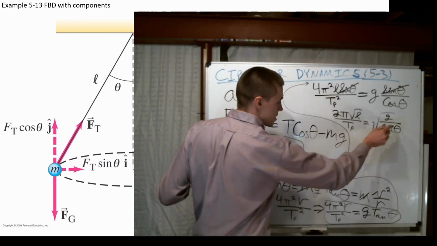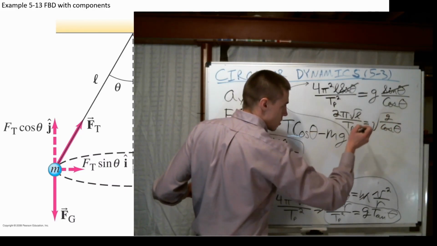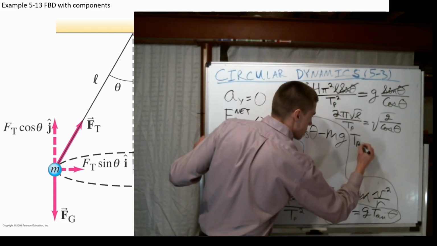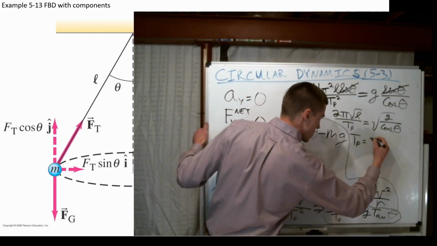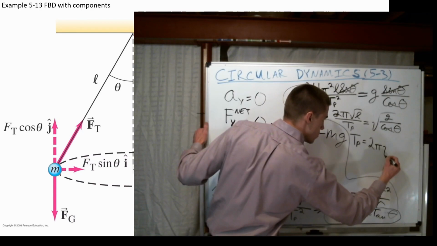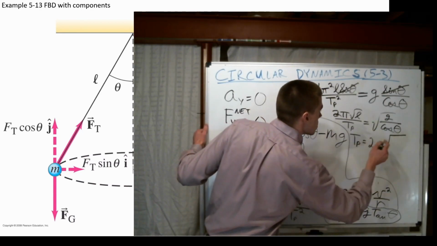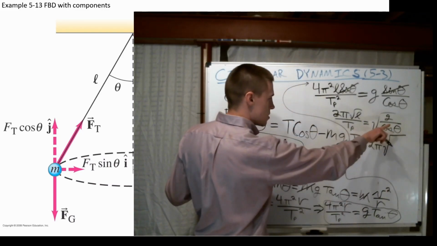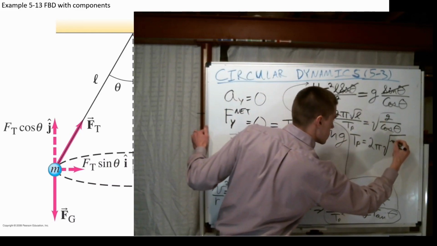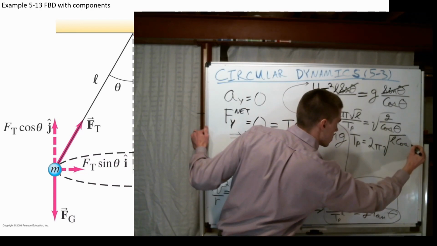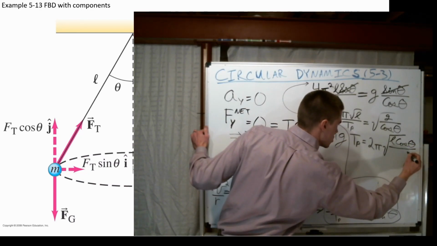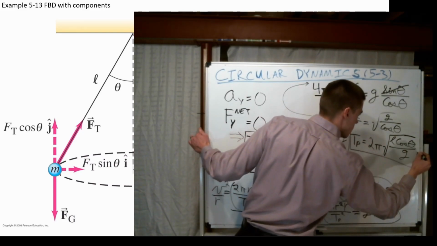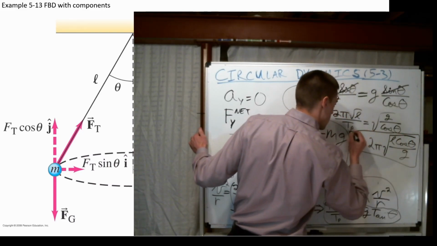Now, multiply by tp on both sides, divide by root g over cosine theta on both sides, will give me tp equals 2 pi root L cosine theta divided by g. Okay, and that is my final answer.